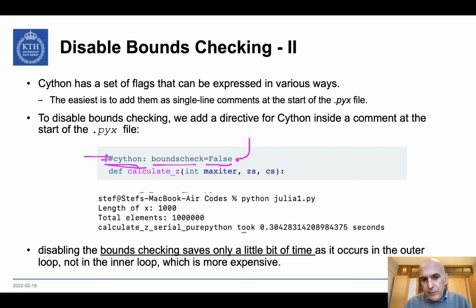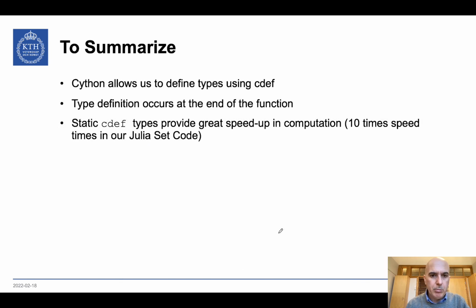If we remove the bounds check, we see we get slightly better results. We are running now in 0.330, but the time that we save is very little. This is also because the check occurs in the outer loop, not in the inner loop, which is more expensive. So it's possible to disable bounds checking, but in this particular case it gives little to no benefit.